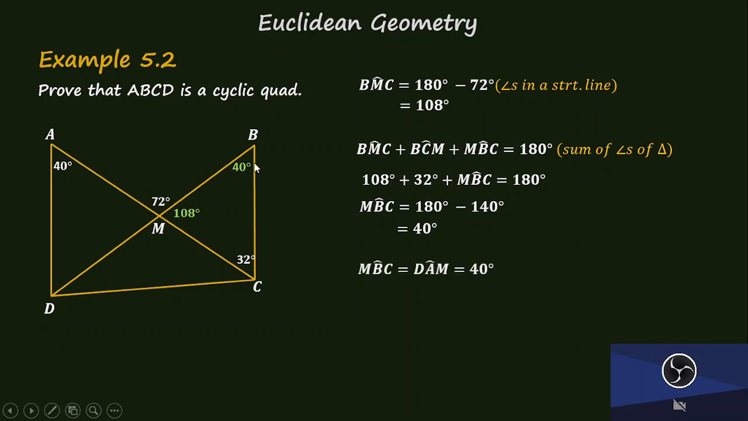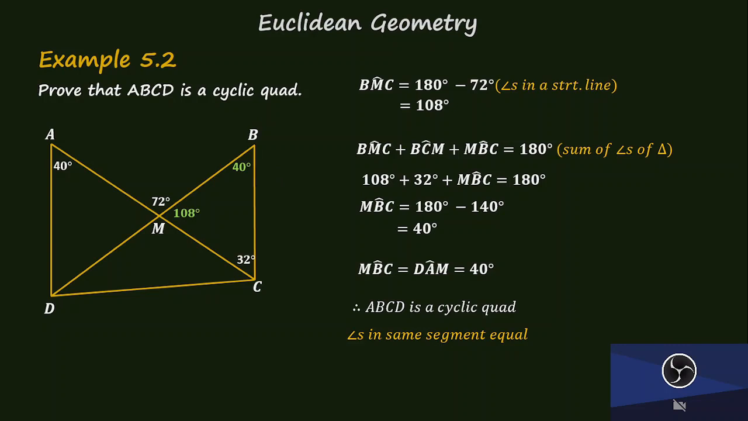Therefore, ABCD is a cyclic quad. Why? Because the angles in the same segment are equal. So if the angles in the same segment are equal, you have proven that something is a cyclic quad, whether it is inscribed in a circle or not, right?